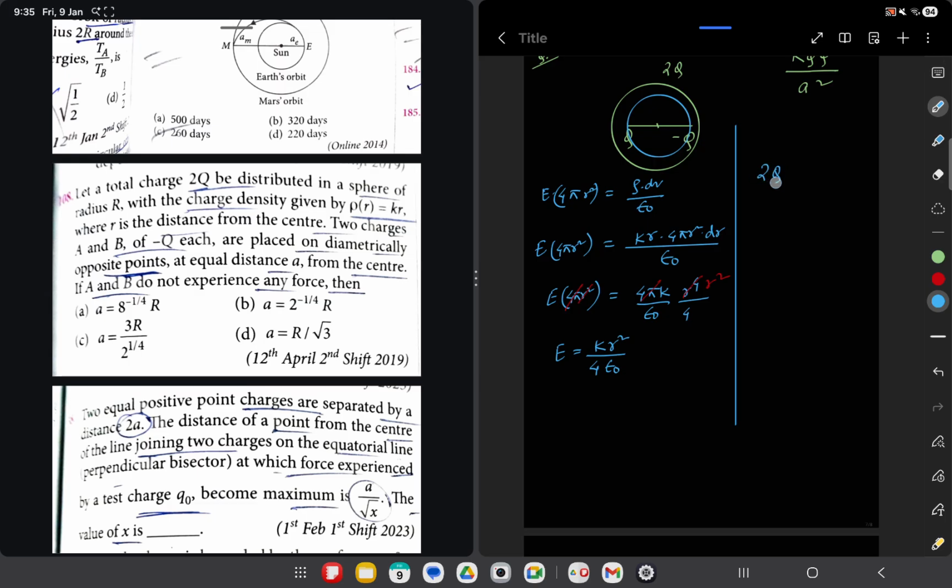So you may clearly write total charge 2q would be equal to the integral of rho into dV. So rho is how much? Rho is kr, dV is 4 pi r square dr. So you may clearly write 4 pi k times r cube dr, which means r to the power 4 by 4. And if you put the limit 0 to r, this will be r to the power 4. This will be 2q. From there you will be getting k equal to q by 2 pi r to the power 4.